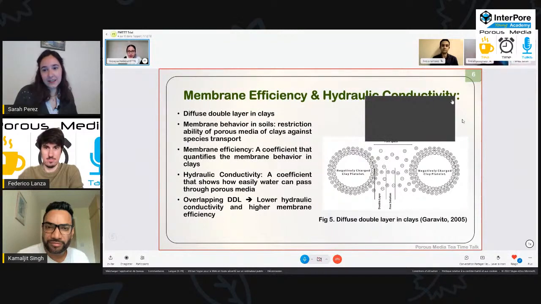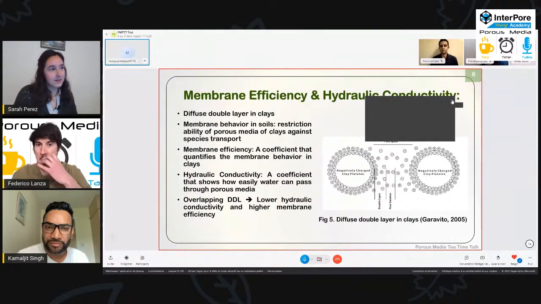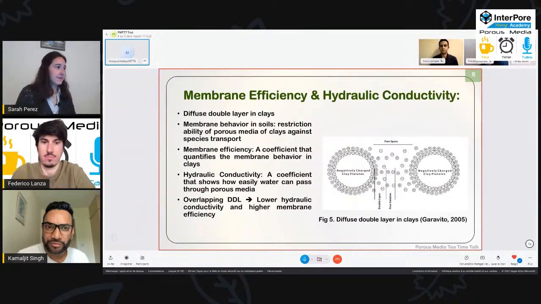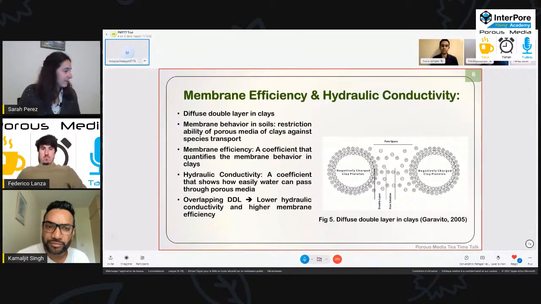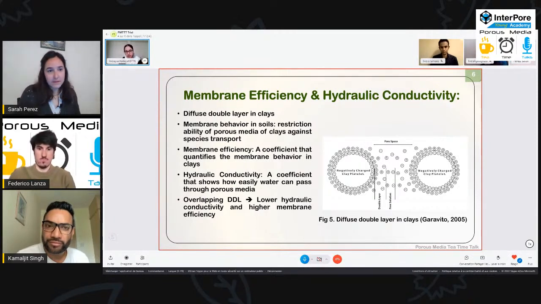Thank you so much. I will continue the presentation by looking at membrane efficiency and hydraulic conductivity. Membrane efficiency and hydraulic conductivity are both important parameters in clay soils. Actually, these double layers play an important role in clay behavior and make them chemically active. Clay particles are negatively charged, so they absorb water molecules from their positive sides, as you can see in this figure. Diffuse double layer.